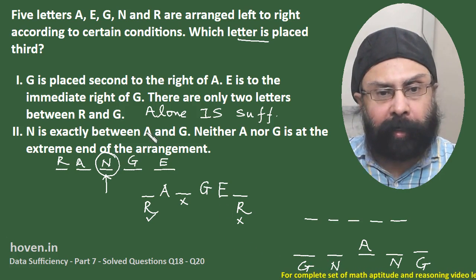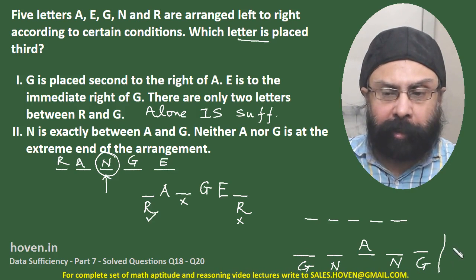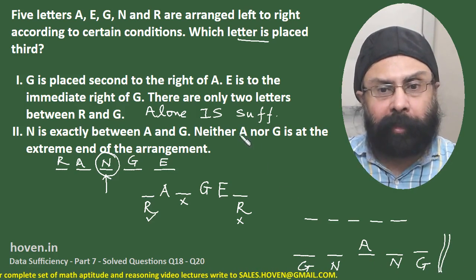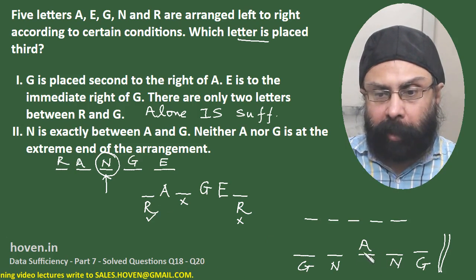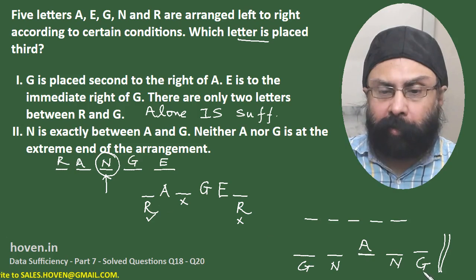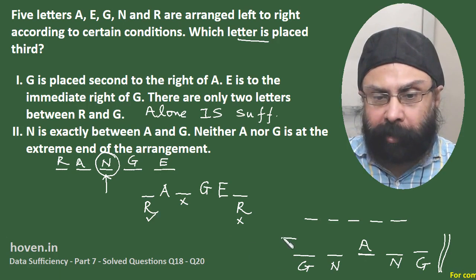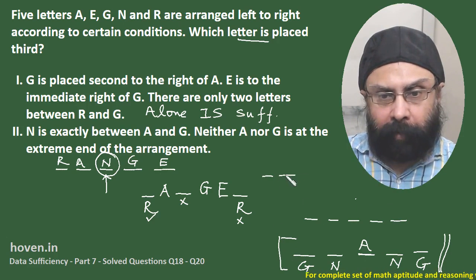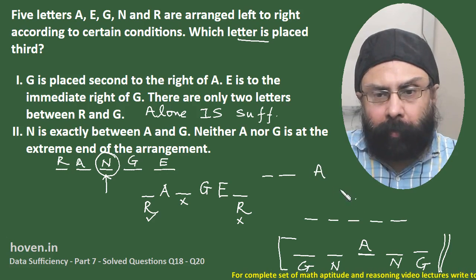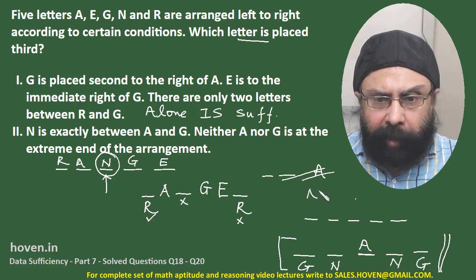Because he hasn't said what is the relative placement of A and G, only N is between them. We'll fix A somewhere here, and on that basis, we can see that this sort of arrangement could be possible. Neither A nor G is at the extreme end. Now here is the tricky part. A is not at the extreme end is okay. G is also not at the extreme end. This means the arrangement could be, we'll have to revise it. I'll just write A here. Or you can even see it much easier like that. Because N is between A and G. I'll just write here, N is between A and G.